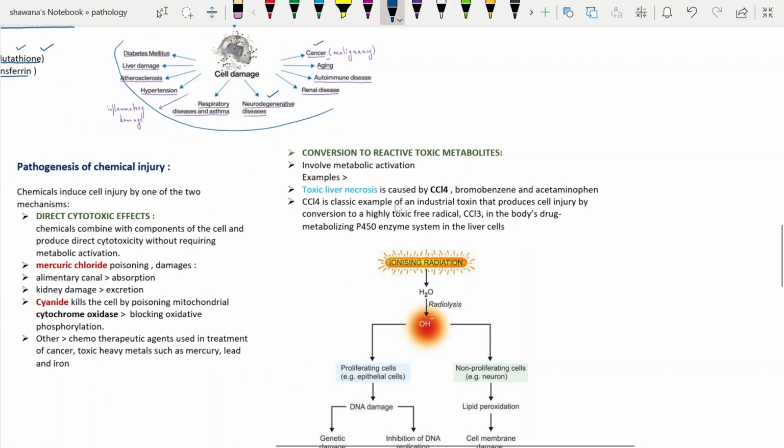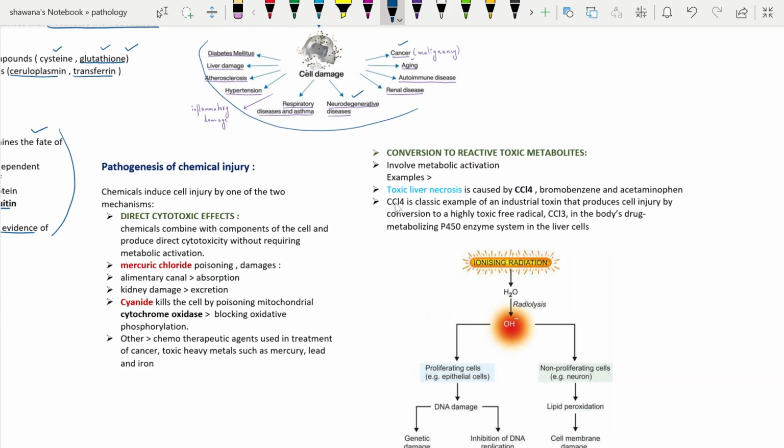Okay, the last is some brief explanation for the chemical injury. There are many chemicals like mercuric chloride. It causes poisoning of the alimentary canal and kidney damage, causing dysfunction of absorption and excretion respectively. Cyanide poisons the mitochondrial cytochrome oxidase, the enzyme used for oxidative phosphorylation, so it will not occur. Chemotherapeutic agents for cancers and heavy metals like lead and iron are also chemicals.